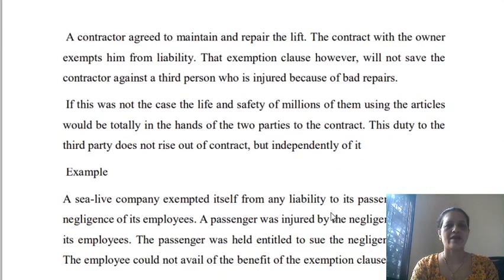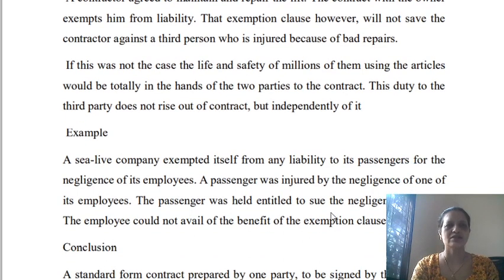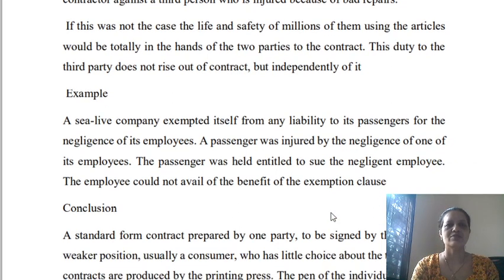A contractor agreed to maintain and repair the lift. The contract with the owner exempts him from liability. That exemption clause, however, will not save the contractor against a third person who is injured because of bad repairs. If this was not the case, the life and safety of millions of people using such articles would be totally in the hands of the two parties to the contract. This duty to the third party does not arise out of contract, but independently of it.